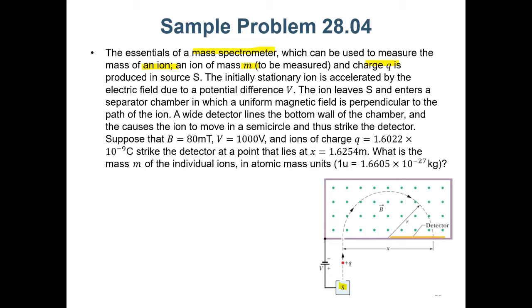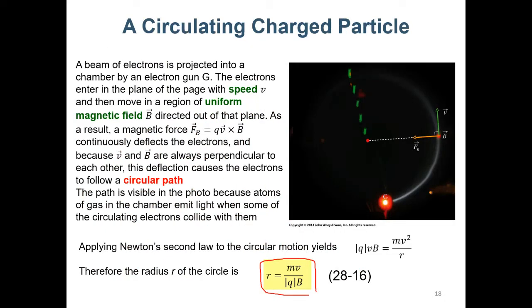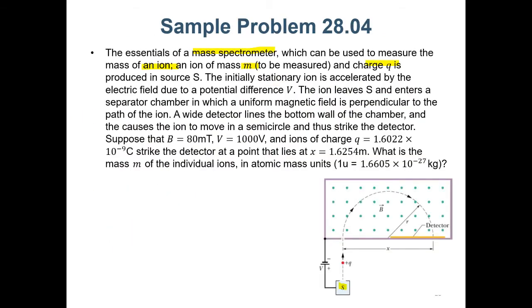If it hits here, maybe there will be some light generated. So you can see where the charge finally hits, and then this x will be double the radius, and through this radius we can calculate m over q, because B is fixed and r is half of x. And then the v we should know.